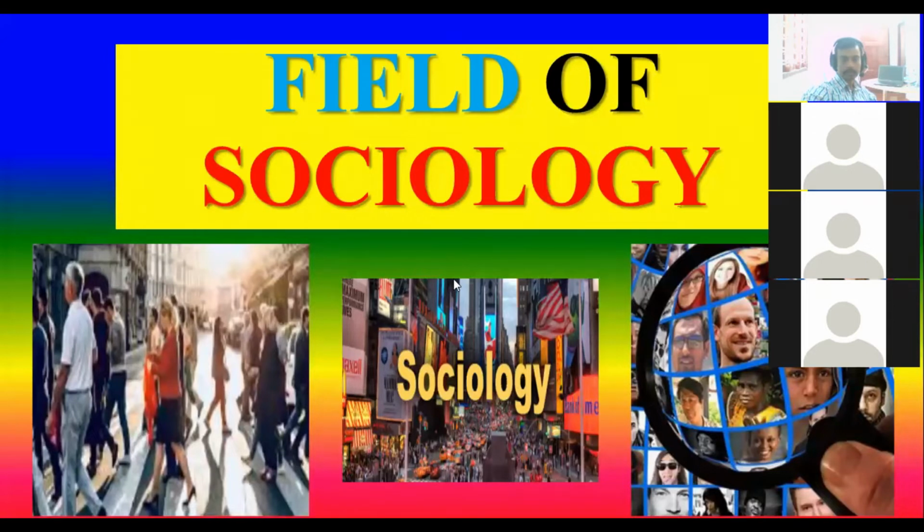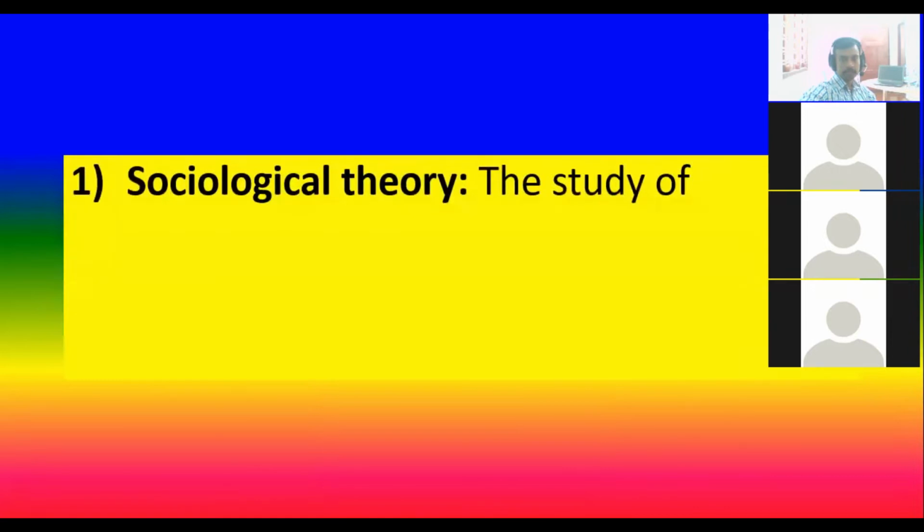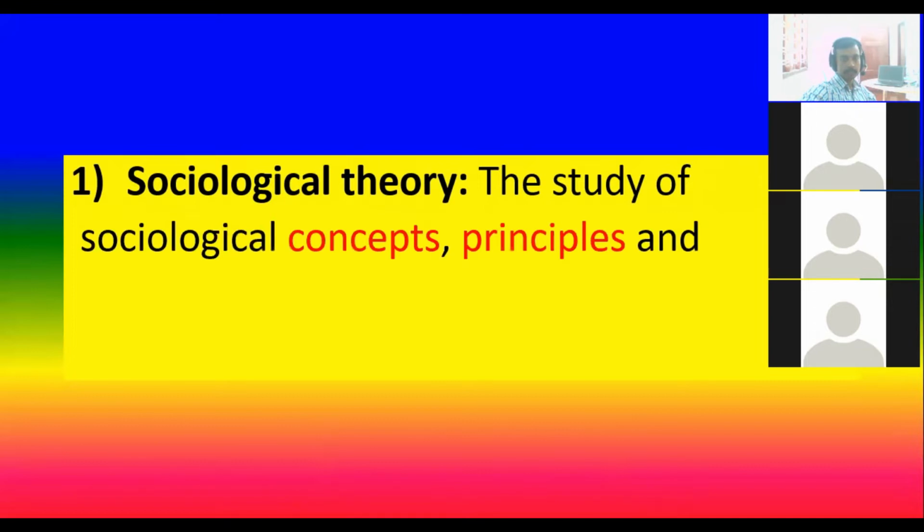Field means the application or specialization. We have already discussed that the study of sociology can be applied everywhere. The first field is sociological theory: concepts, principles, and generalizations. Theory means a set of knowledge or concepts.